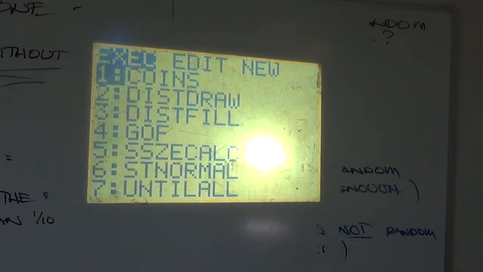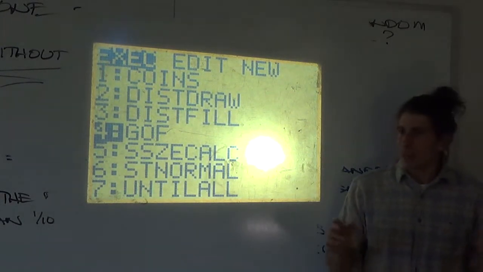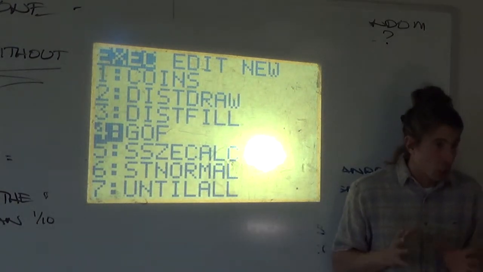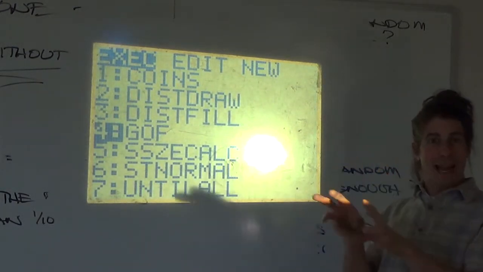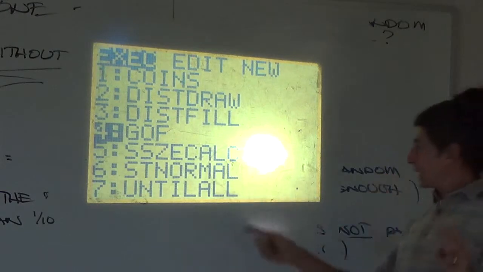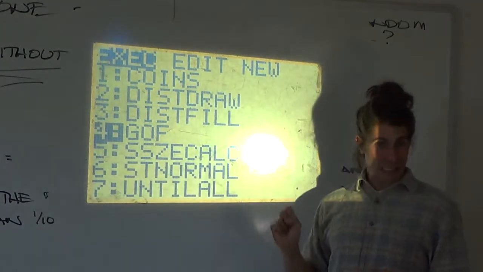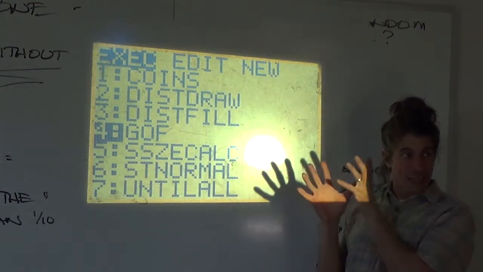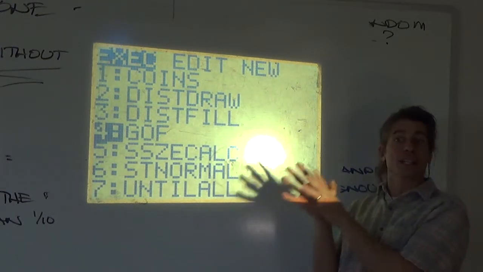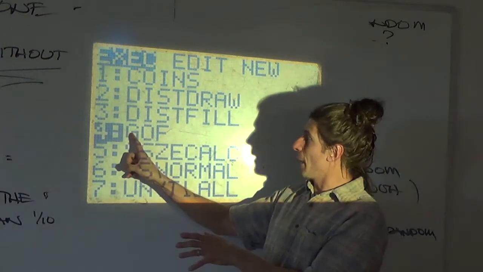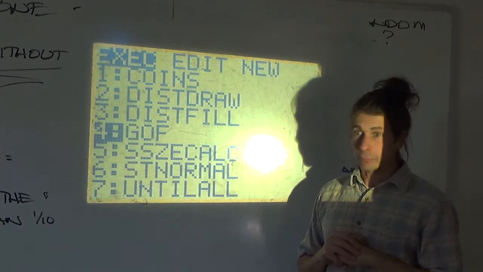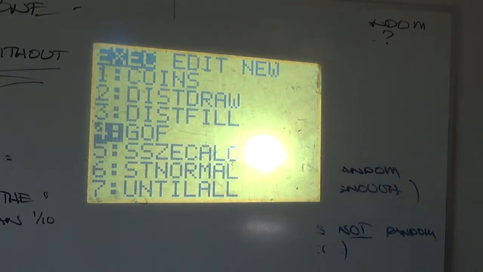Okay, program GOF. GOF for goodness of fit. The reason it's called GOF is because this is a goodness of fit test. Why is it called that? I don't know. I think it's because you're testing how well your data fits a distribution that you believe it fits. So if you believe the data should be randomly, uniformly distributed, you're testing how well it fits that. I think that's the history of the name.